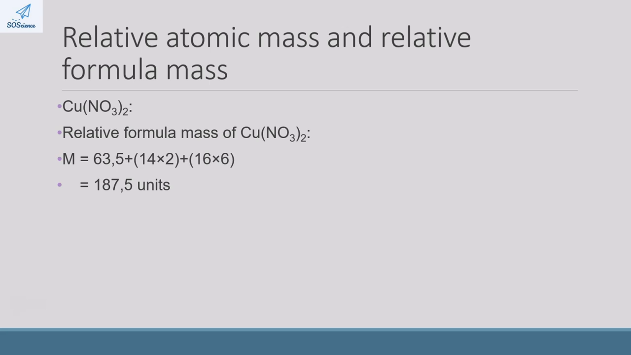187.5 units. Remember the periodic table that you get given from grade 10 to matric. You're going to use the exact atomic mass values. If a certain element like copper has got a mass of 63.5, we leave the 0.5 as part of our calculation.